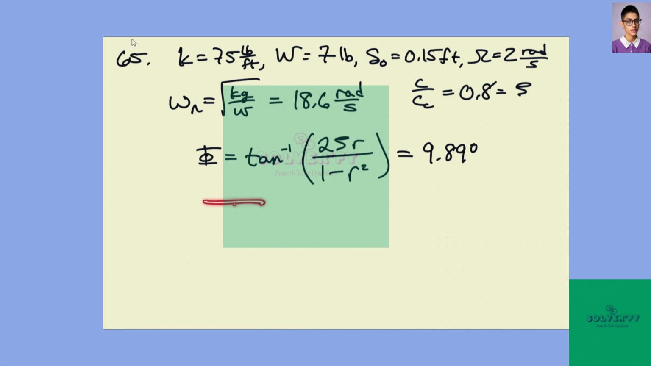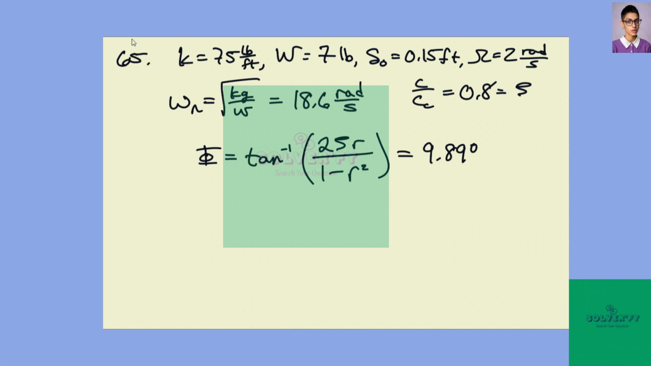So we have our support, our spring, and our block, and this thing is moving up and down. That motion has an amplitude of 0.15 feet and a frequency of 2 radians per second. And they want us to determine the phase angle of the forced vibration.